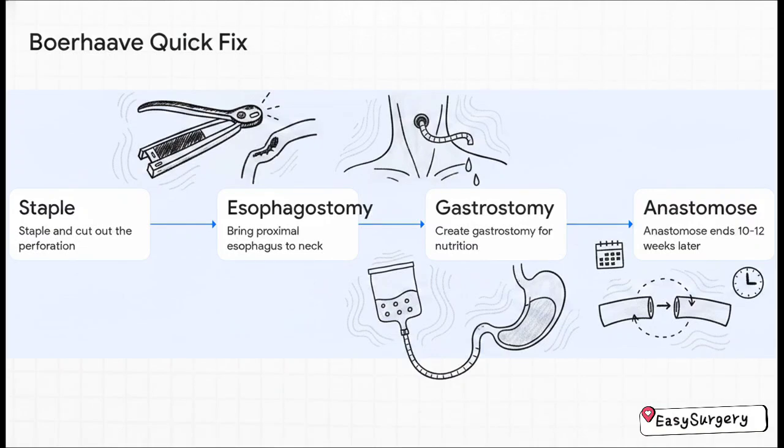1, you staple off and cut out the perforation. 2, bring the proximal end of the esophagus out the neck, an esophagostomy, so saliva drains out. 3, create a gastrostomy feeding tube for nutrition. And 4, you just wait. Let them heal up and you go back in 10 to 12 weeks later to reconnect everything. It's intense, but it absolutely saves lives.